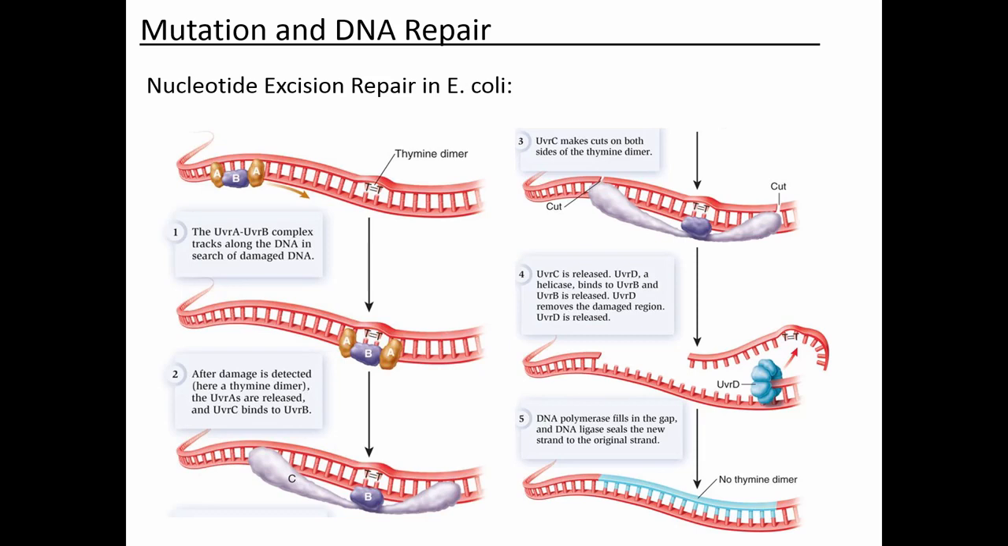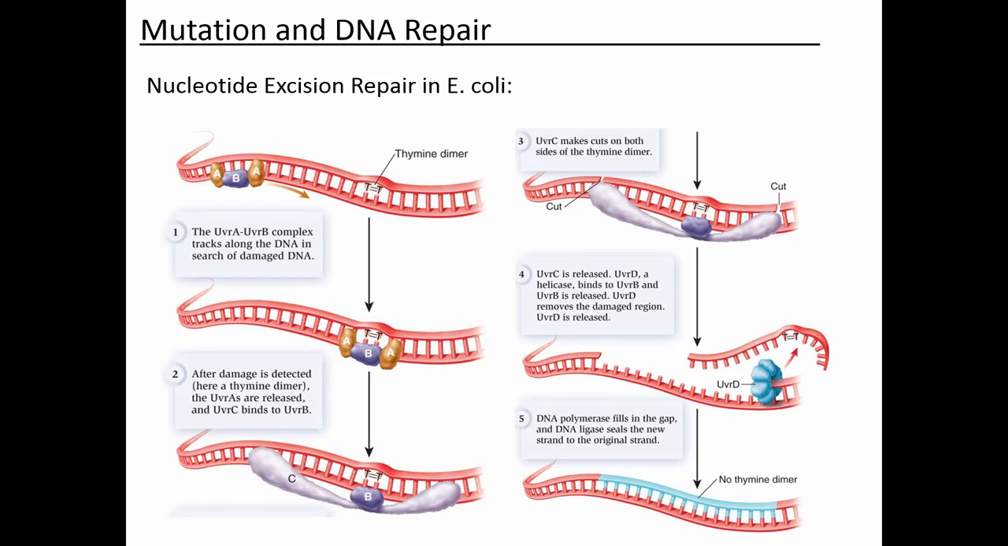And in E. coli, the proteins that are involved in nucleotide excision repair all start with UVR, and basically they're called UVR proteins because they're involved in ultraviolet light repair of thymine dimers. So the UVR refers to the fact that they're involved in repairing damage caused by UV light. Okay, so there are different UVR proteins involved in this process.